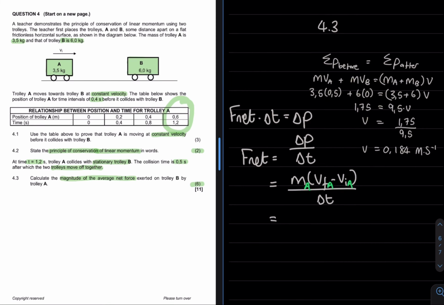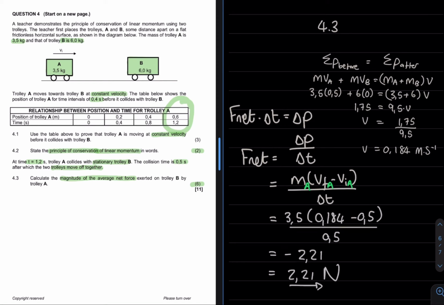Now we have enough information to solve the net force. Now remember, according to Newton's third law, the force that trolley B exerts on trolley A would be equal to the force that trolley A exerts on trolley B. Therefore, seeing as we're only looking at the magnitude, we can write the final value of 2.21 Newton without having to indicate any direction.